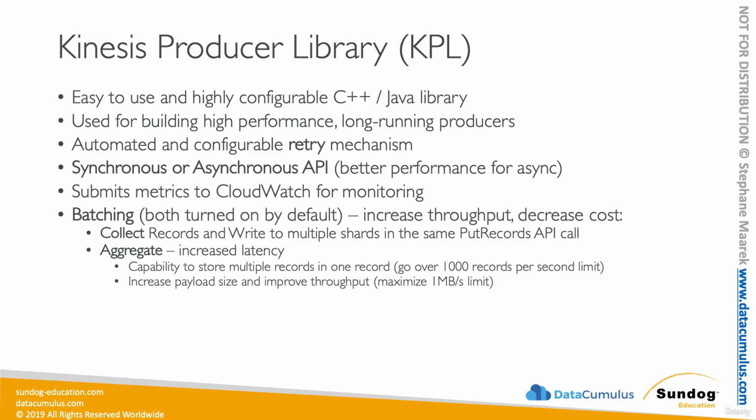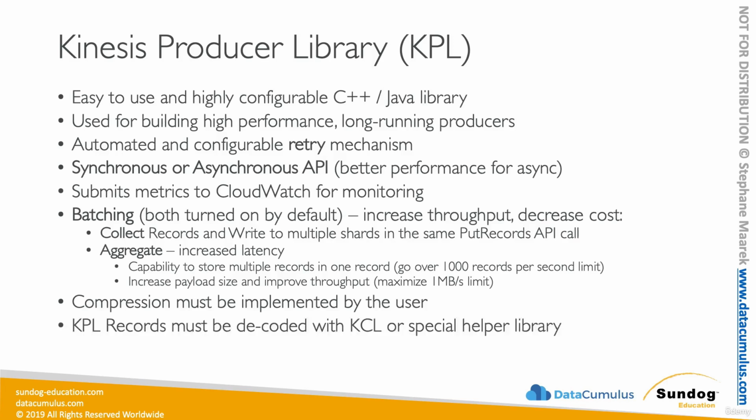And that will allow you to increase the payload size and therefore increase throughput, so you can reach that 1 megabyte per second limit more consistently. If you want to use compression, so that means make your records smaller, then this is not something the Kinesis Producer Library supports out of the box, unfortunately. You would have to implement this yourself.